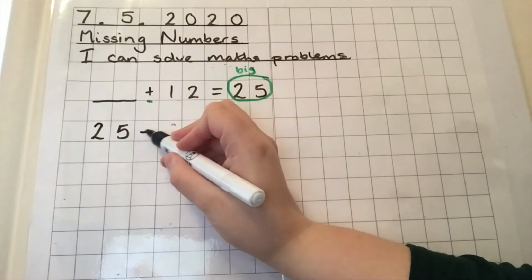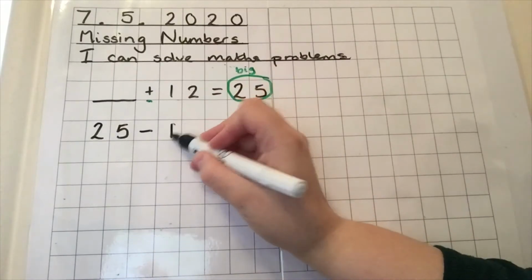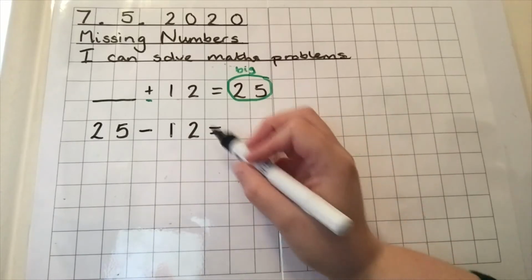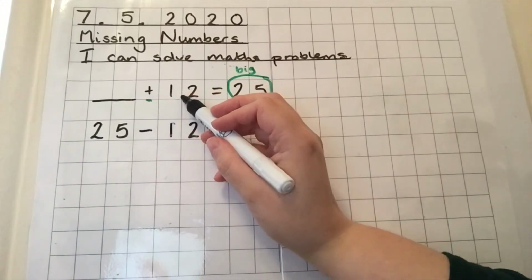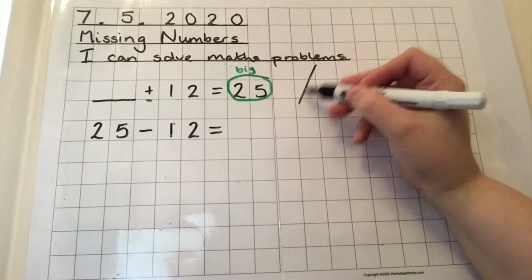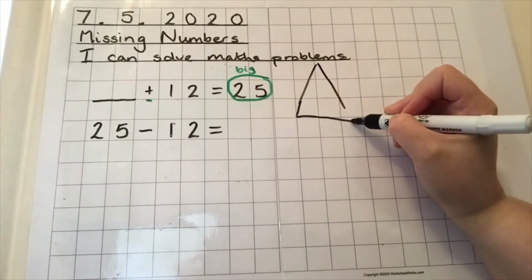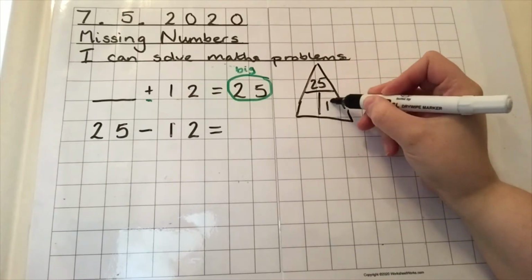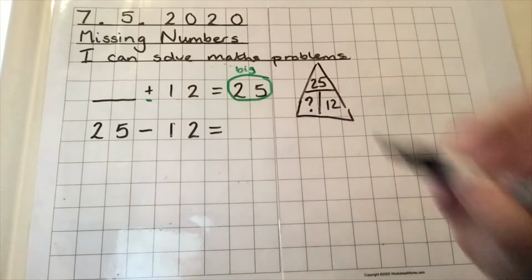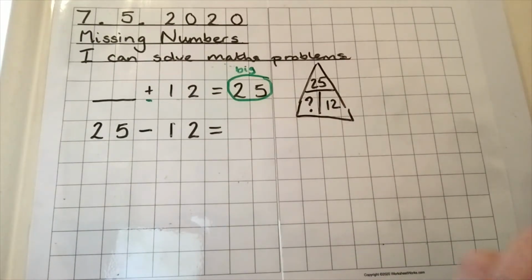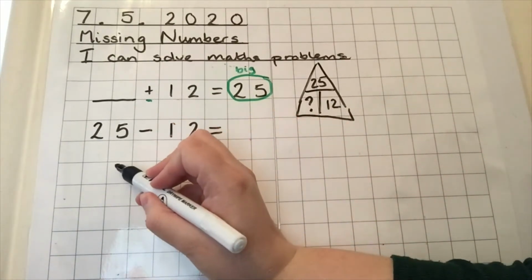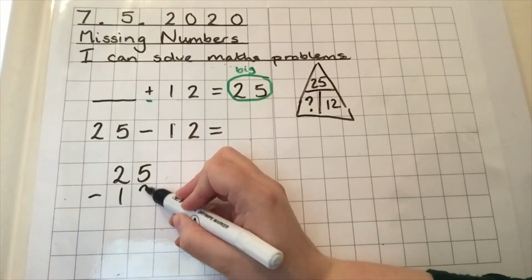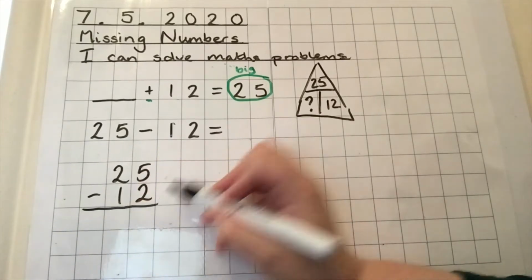So the opposite of that is a takeaway. Still put my small number that I do know, because I don't know that small number, but I do know that small number. So remember our fact family tree. We have 25 up there. This one's 12. We're trying to identify this bit. So then 25 take away 12, again, as a chimney sum to work out what the missing piece is.